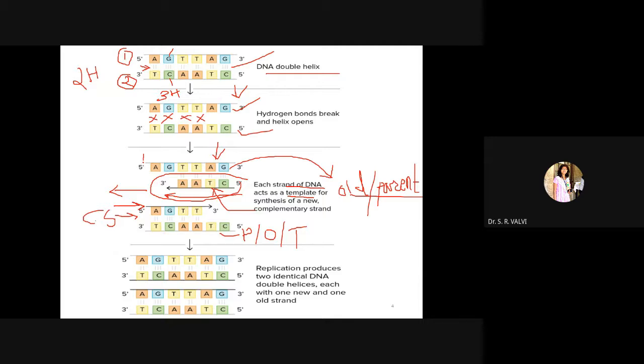So this is the parental strand. In the upper one it is 5 prime to 3 prime. Just look at over here, 3 prime, whereas in this one it is 3 prime to 5 prime, right? So likewise this is present.